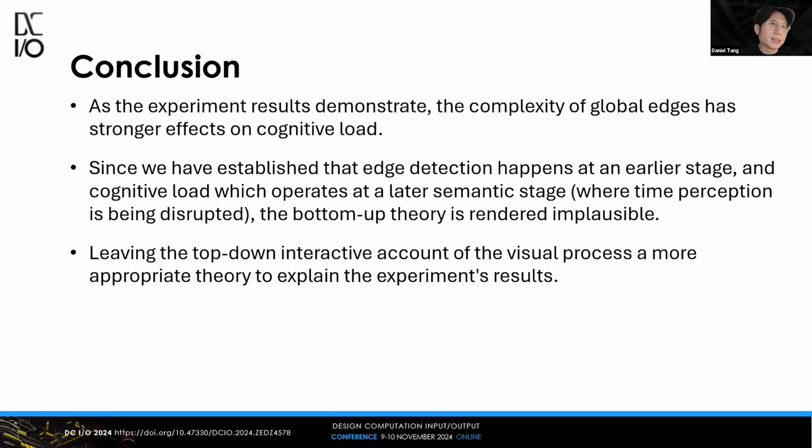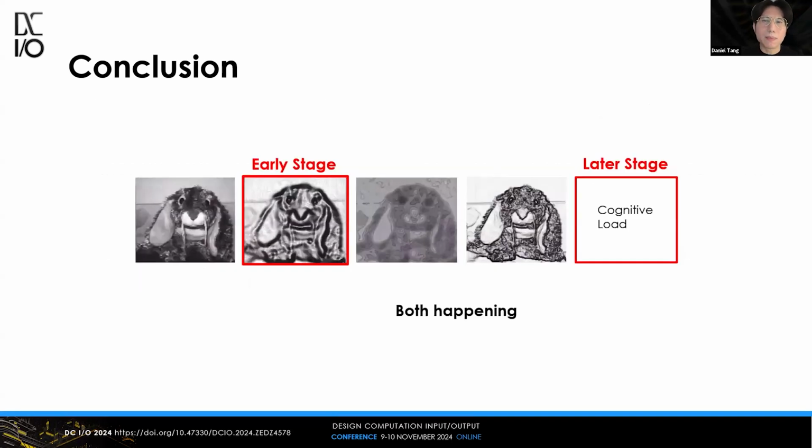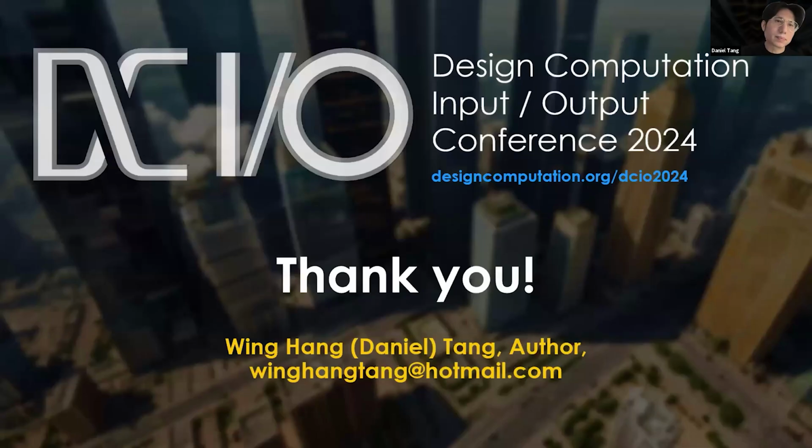The conclusion for this question is, as the experiment results demonstrate, the complexity of global edges has a strong effect on cognitive load. Since we have established that edge detection happens at an earlier stage, and cognitive load operates at a later semantic stage, where time perception is being disrupted, the bottom-up theory is rendered implausible, leaving the top-down interactive account of the visual process a more appropriate theory to explain the experiment result. It means that as the early stage has an effect on the later quantitative stage, top-down theory would be able to better explain this phenomenon from the experiment.